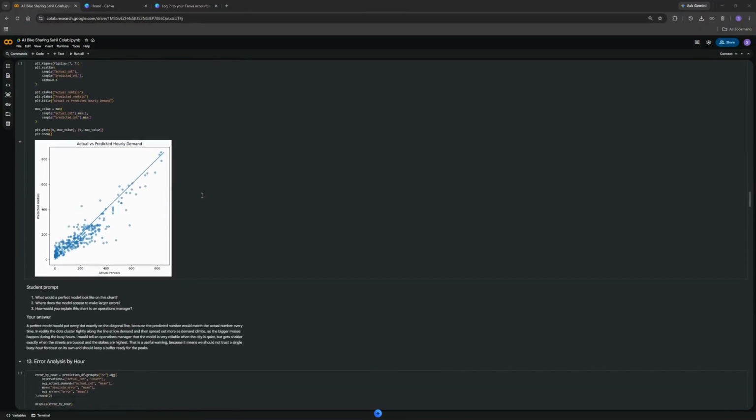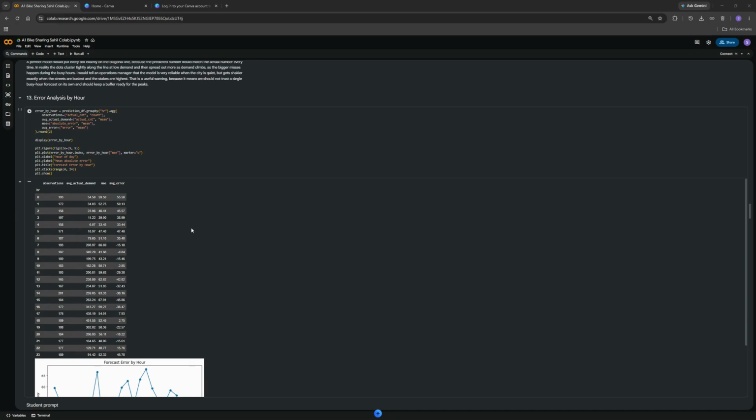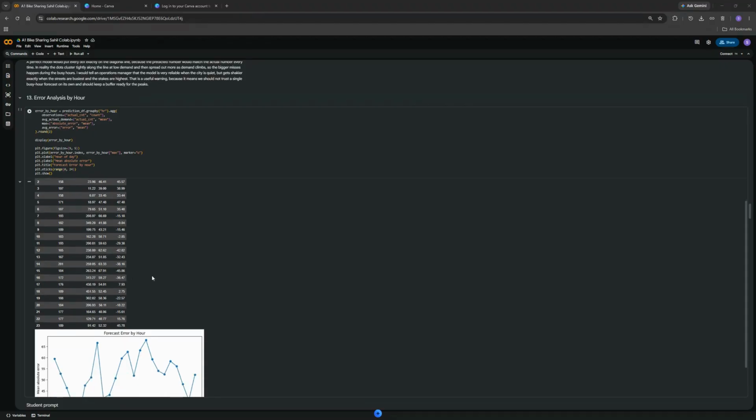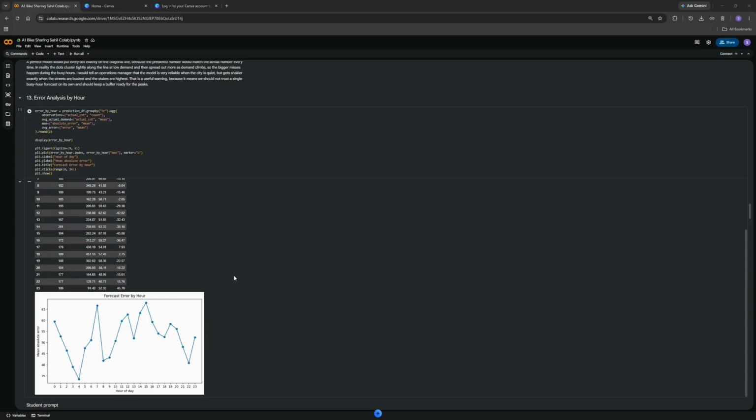Now, looking at the errors, a single average can hide a lot. So I broke the errors down hour by hour. The pattern that stood out is that the model runs short through the afternoon, which is exactly when the city is busy. A shortage then means a lost trip and a frustrated customer. So that is where the errors matter most, right here.